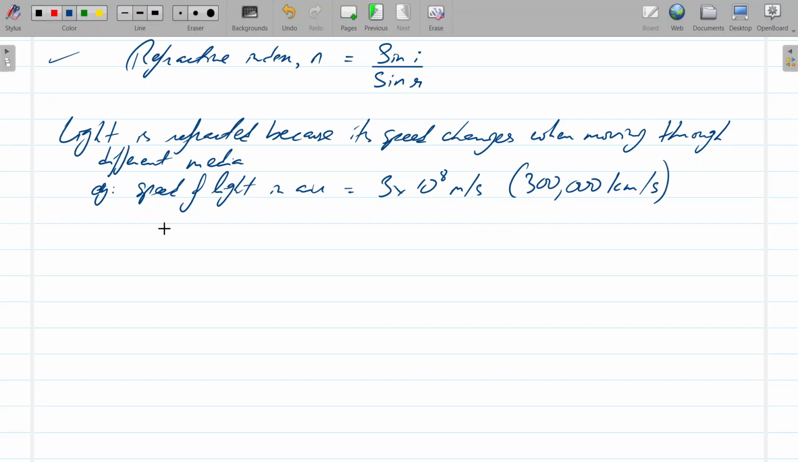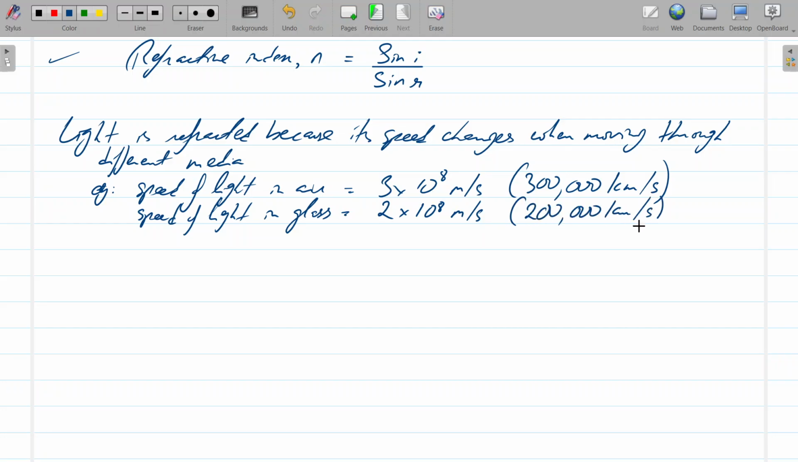Pretty fast. And the speed of light in glass is slower. So that's 2 into 10 to the power 8. And that is significantly slower. It's only 200,000 kilometers per second. So 100,000 kilometers per second slower, which is a lot.